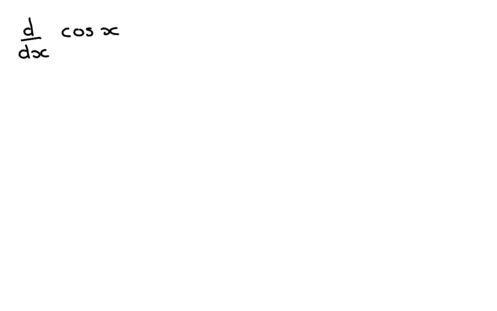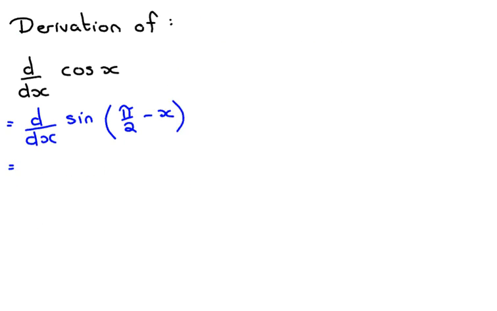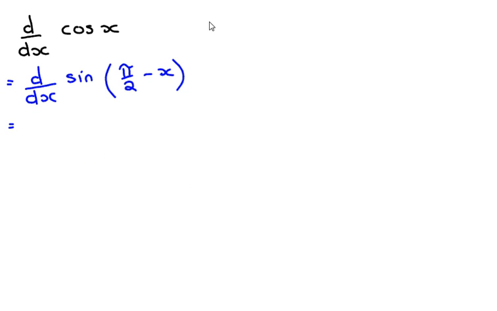Now, for the derivative of cos x, let's first see if we can rewrite that in terms of sine x. Using co-ratios, cos of an angle can be written as sine of pi over 2, which remember used to be 90 but now we refer to it in radians, minus x. And going back, the derivative of sine of an angle is cos of that angle, which is cos of pi over 2 minus x.